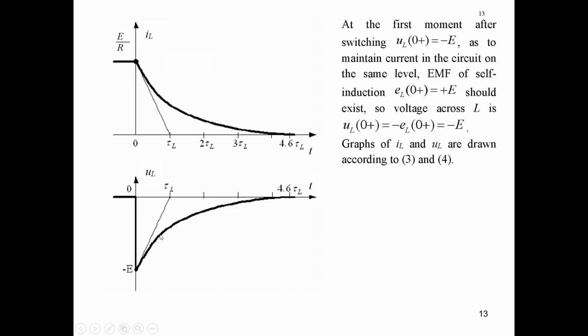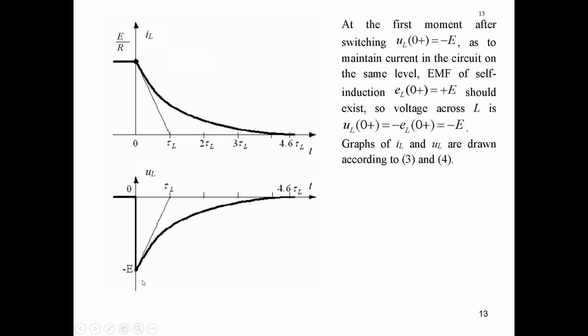But between these two states we have these transient processes, and as the voltage drop across inductance is not an independent parameter, it is a dependent parameter, it may change abruptly, and it really changed abruptly. It changed from 0 value at t less than 0 to the value minus E at t equal to plus 0, and then it changes in accordance with an exponential law. It diminishes to the 0 level.